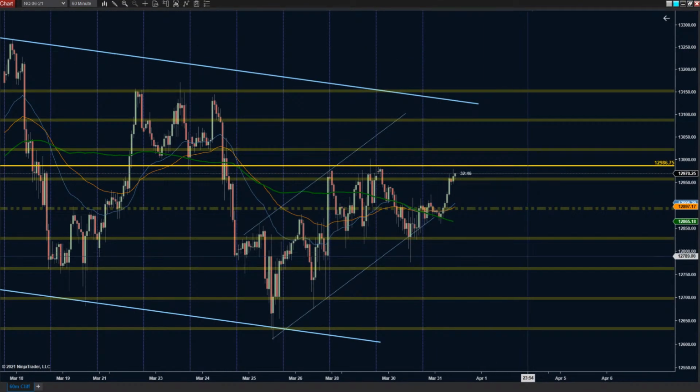On the hourly, not much has changed. Still waiting to get back up to the 13,000 area to 86.75 or so. Top of the channel, still a ways away. Rising channel support. I mean, we might be able to change it a little bit, but I just don't know how much that's really going to change things. We'll see.